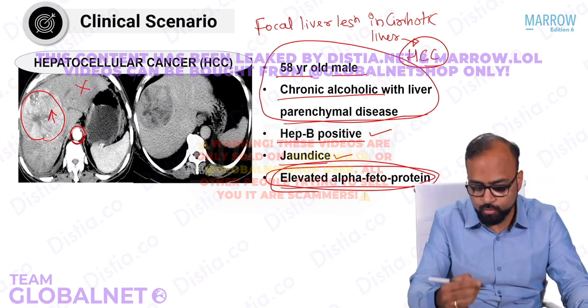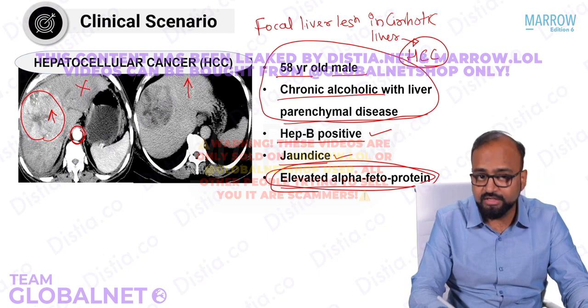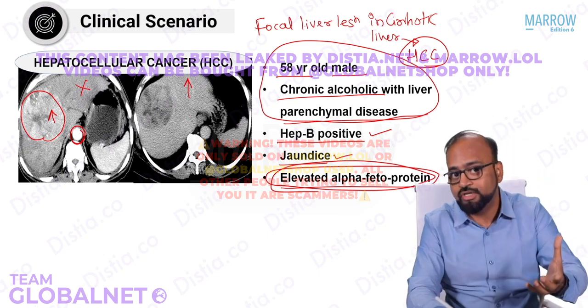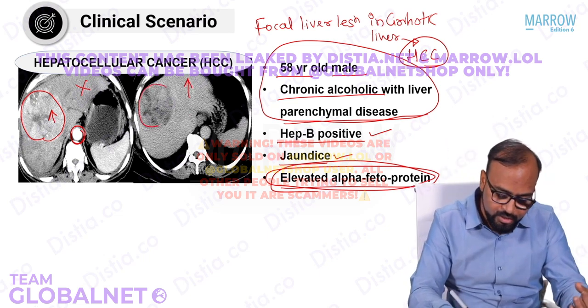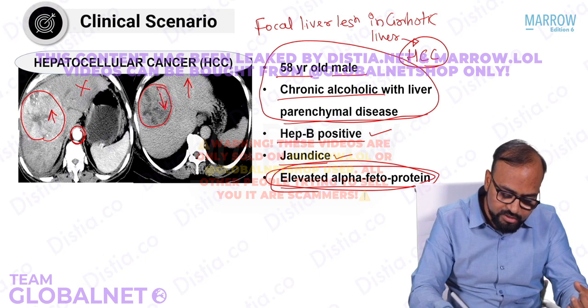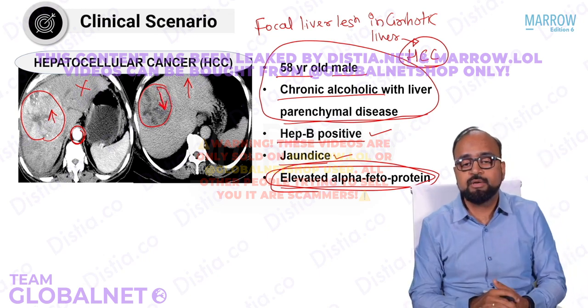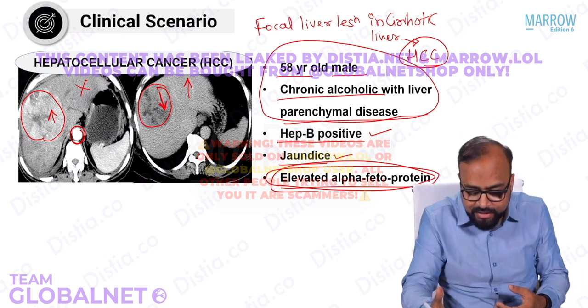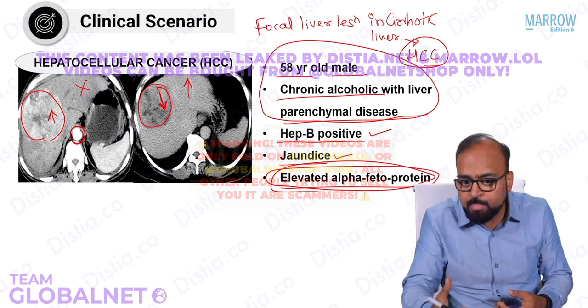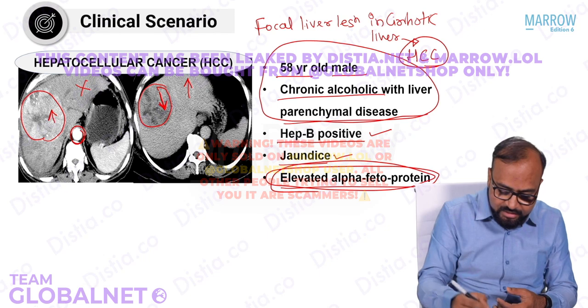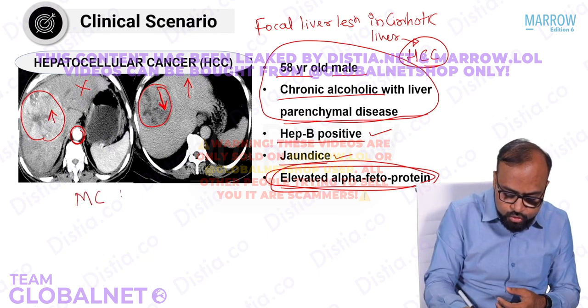On a delayed phase or portal venous phase, the liver is enhancing, but we discussed that there will be a washout of contrast from the HCC. Can you see how beautifully now the HCC is actually appearing darker? The HCC is appearing darker here as compared to the normal liver parenchyma. Now, this is the most common.